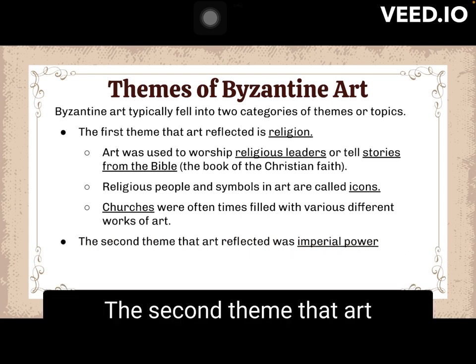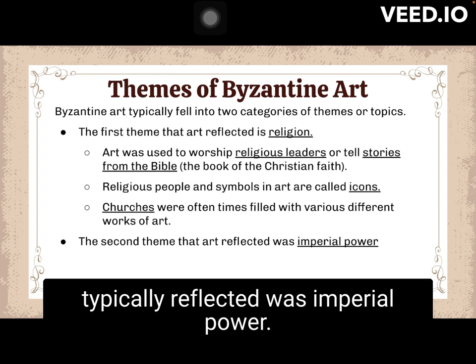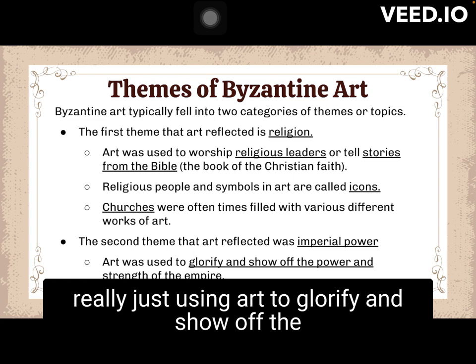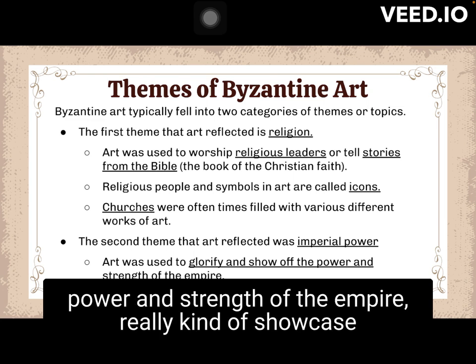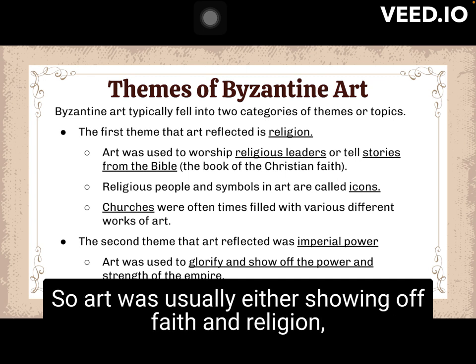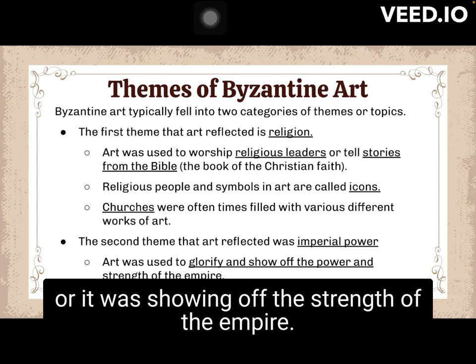The second theme that art typically reflected was imperial power. And what I mean when I say imperial power is really just using art to glorify and show off the power and strength of the empire. Really showcase how magnificent and powerful and glorious the empire was. So art was usually either showing off faith and religion, or it was showing off the strength of the empire.